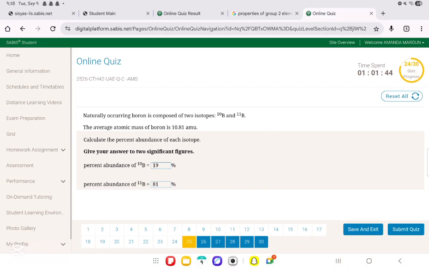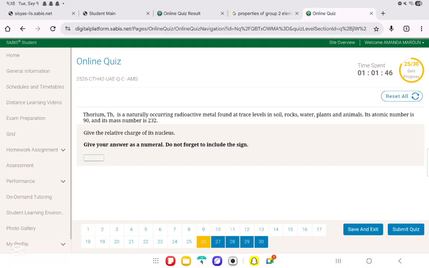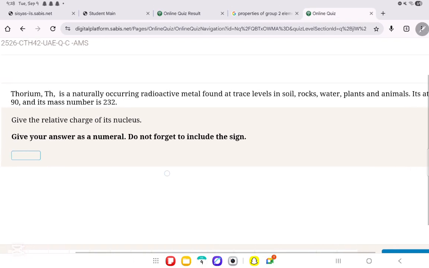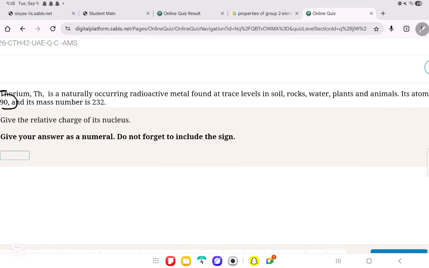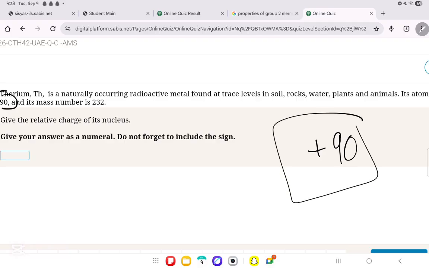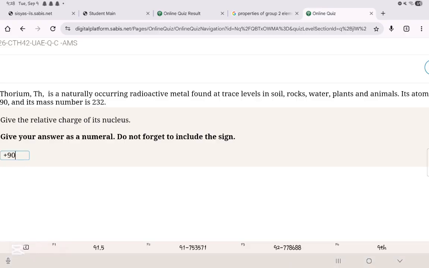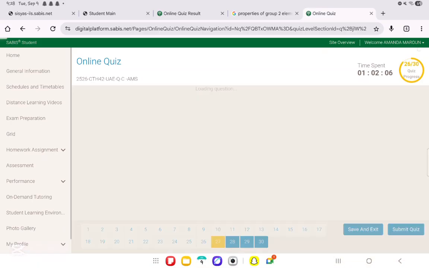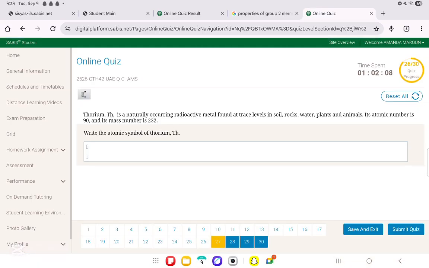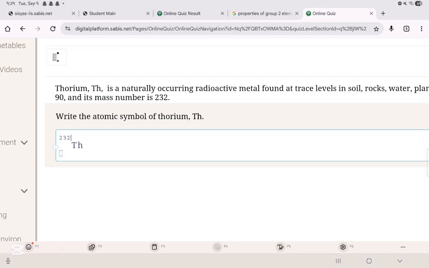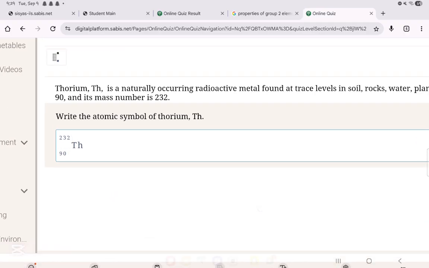Move on to 26. They want the relative charge of the nucleus. This is the number of protons in the nucleus, and you always add a plus. So plus 90. The answer here is plus 90, not 990, plus 90. Now, we move on to question number 27. This is very easy. Just write Th here, 232, and 90.